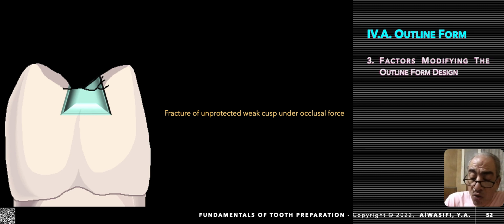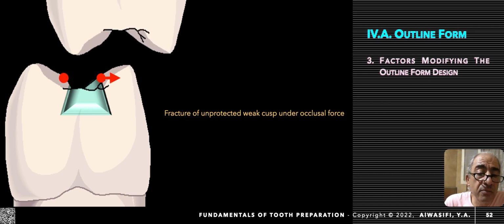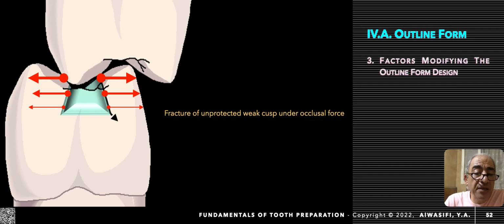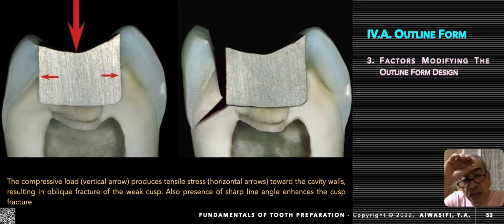Then what is the effect of weak cusp and why are you worried about it? When the patient starts to masticate, the vertical force is analyzed into two horizontal components. The weak cusp could not withstand and it will split under force, like this. This is a weak one. The vertical, or compressive, force is transformed into two tensile forces, wedging this cusp, and it will fracture or be damaged.